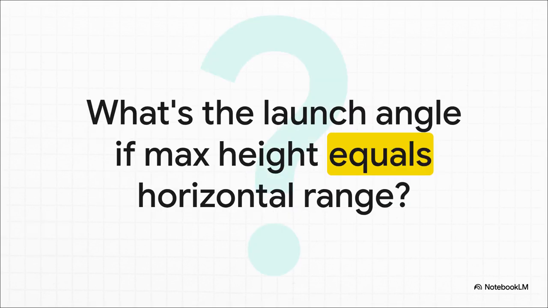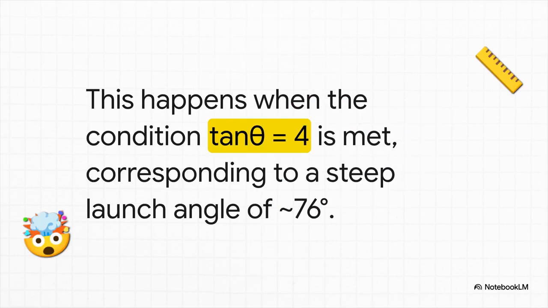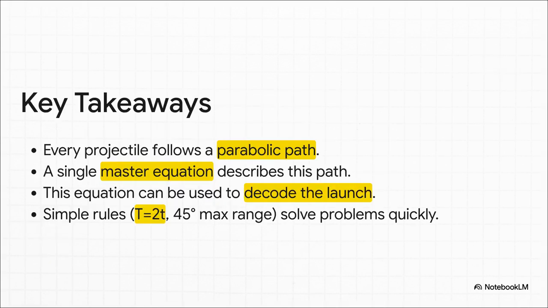Okay, final round. And this one's a bit trickier. Imagine you throw something so that the highest point it reaches is the exact same number as the total distance it travels forward. What specific angle could possibly make that happen? The answer is when the tangent of the angle equals 4. It's a very specific relationship that gives you a super steep launch angle of about 76 degrees. I think this is a fantastic example of how these equations can predict these really specific and kind of non-obvious outcomes. So let's just wrap this all up.